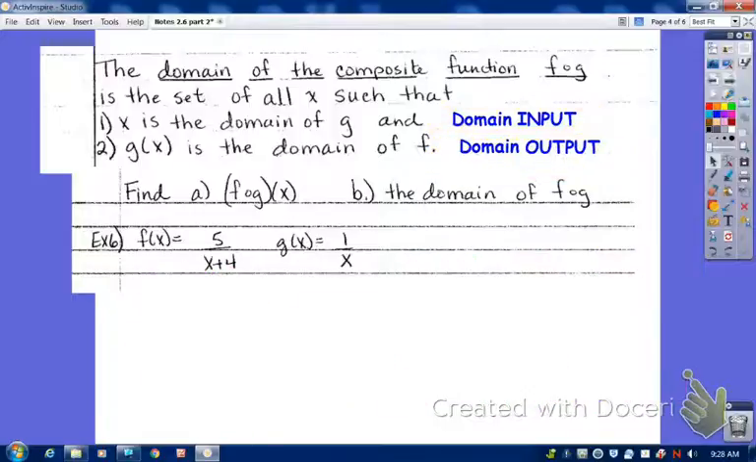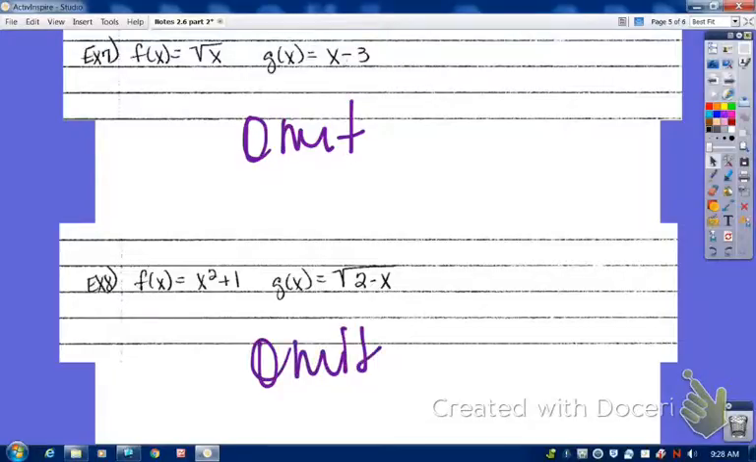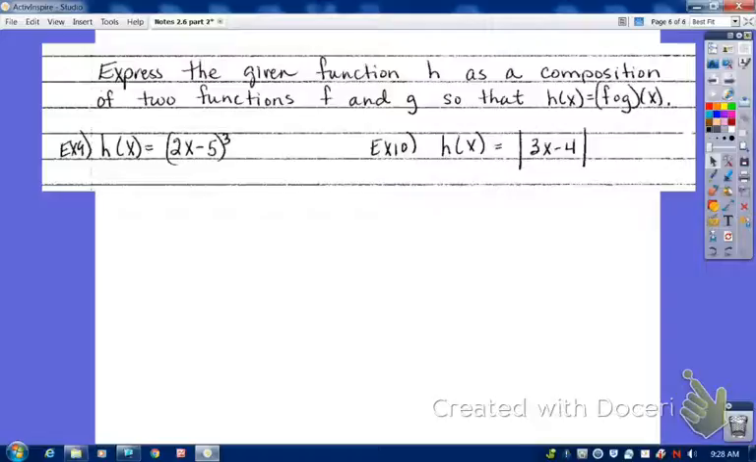All right, let's go to 9 and 10 because they have different directions. So we can omit 7, omit 8. Let's go to 9 and 10 because the directions change here. Express the given function h as a composition of 2 functions f and g so that h of x is equal to f composite g of x. Makes a lot of sense, right? Let's read it again. Express the given function h.